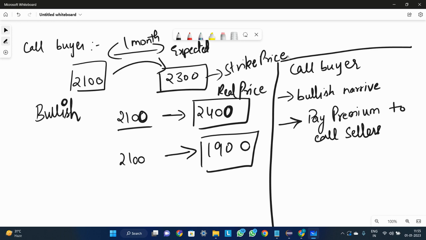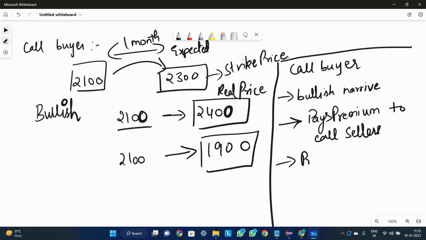So he pays premium. This premium is actually the minimum amount that you have to pay. That means he pays maybe 500 or 600, depending upon the type of stock you're talking about. The premium will be like 2% of the underlying asset or 1%. I don't know the exact one, but you can go and check it out, maybe at the end of the video we'll be doing it. So he pays premium to a call seller.